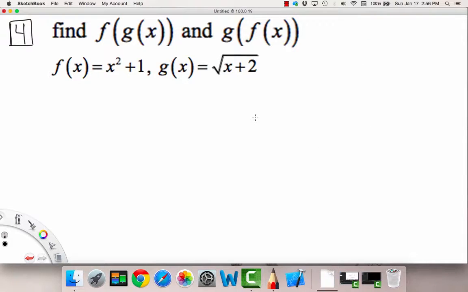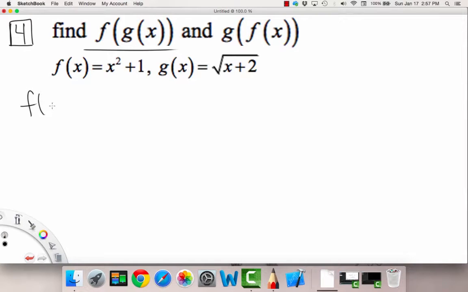Okay, number 4, we're told to find f of g of x and g of f of x. And we're given the formulas for f and g respectively. Here what we're doing is working with formulas in order to create a single composition of functions, all wrapped into one function, to eliminate this whole back and forth between two different functions. So let's do the first one.